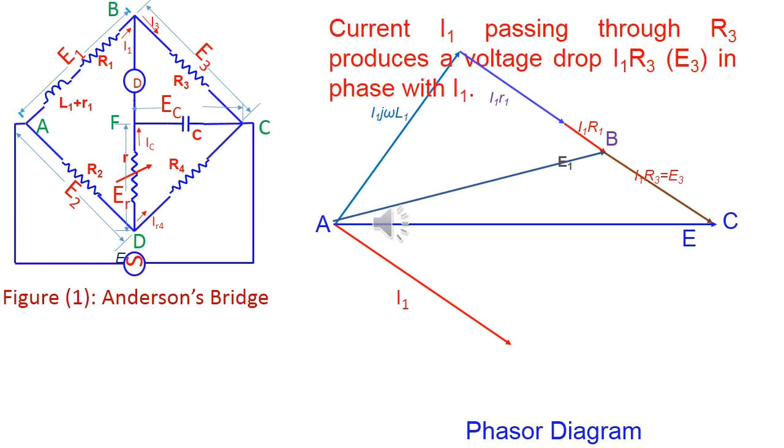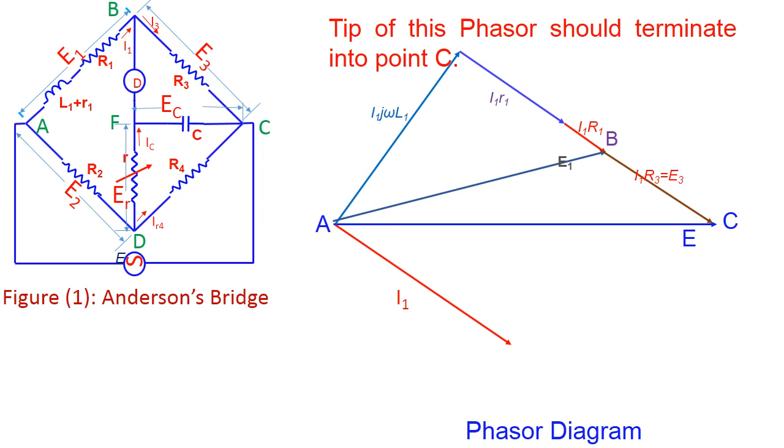Current I1 passing through R3 produces a voltage drop I1 R3, that is E3. This should be in phase with I1. Therefore, from point B, draw a line parallel to I1 having a length equal to I1 R3. The phasor sum I1 j omega L1, I1 r1, I1 R1 and I1 R3 should represent voltage VAC, that is excitation E. This means that the tip of the phasor I1 R3 must terminate at point C.